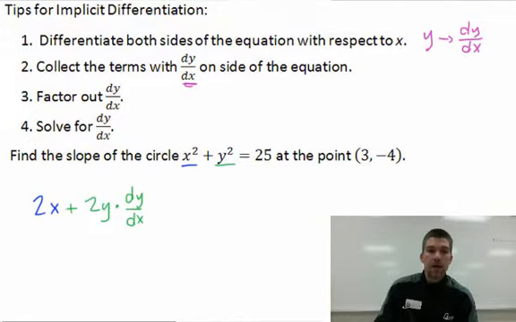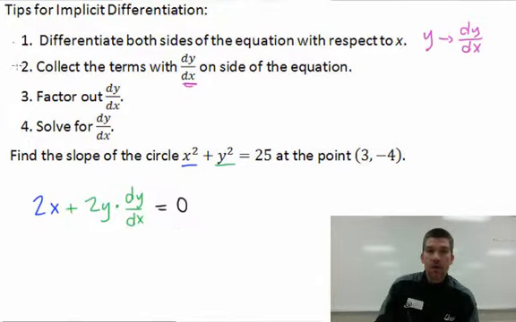Okay, and then on the other side of the equation, I'm going to take the derivative of 25, which is 0. But you've got to remember this. It's really easy to forget that that 0's over there. Now, that's the first part.